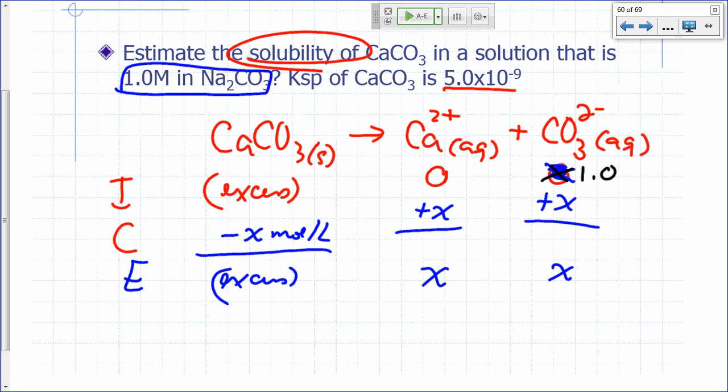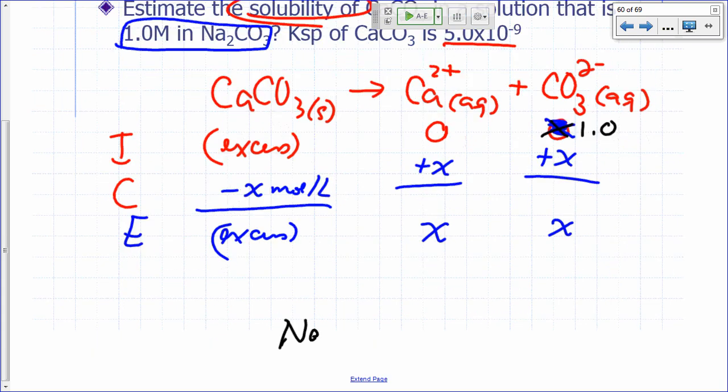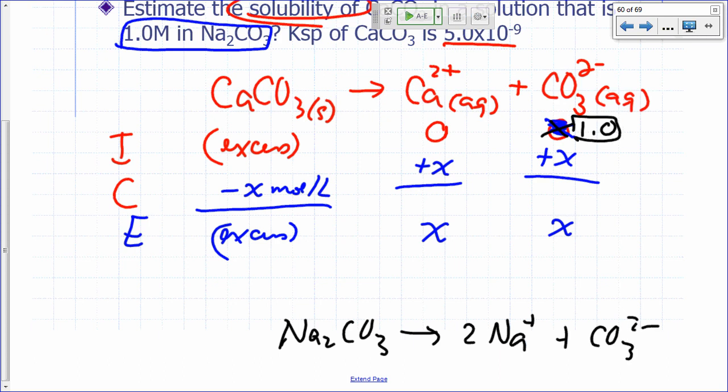1.0, right? Your sodium carbonate is going to fully ionize into sodium ions and carbonate ions. So my initial concentration is 1 for carbonate. So I have some other source of carbonate. So Le Chatelier's principle tells you what? How is this equilibrium affected by putting in an extraneous source of carbonate? Shifts which way? To the left. Okay, so you would expect this to be not quite as soluble.